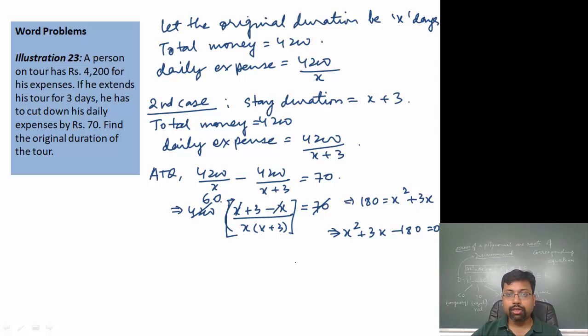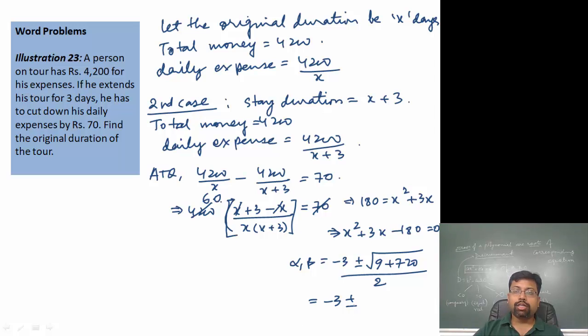And you simply have to solve this particular equation. The two values that you are getting here are minus b plus minus root over b square minus 4ac, that's 9 plus 720, divided by 2a. So you get minus 3 plus minus the square root of 729, which is 27. So the values that you get are 27 minus 3 is 24 by 2, so you have 12. And the second one is minus 15.